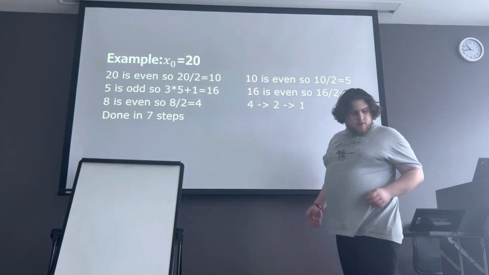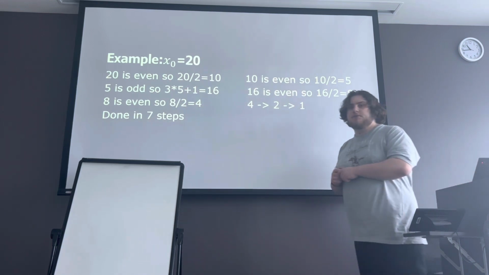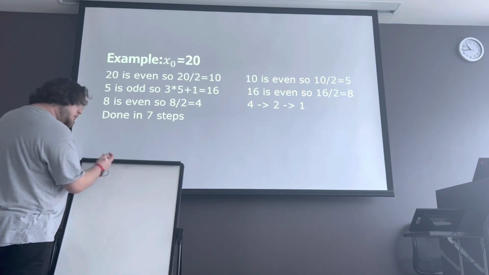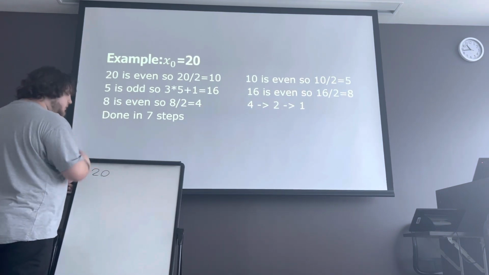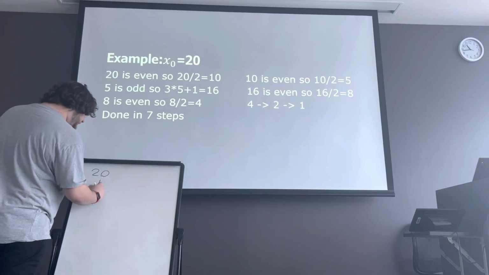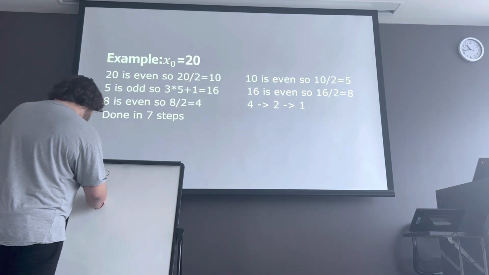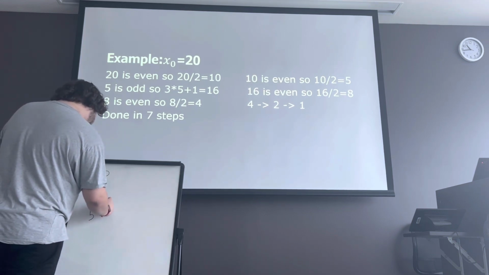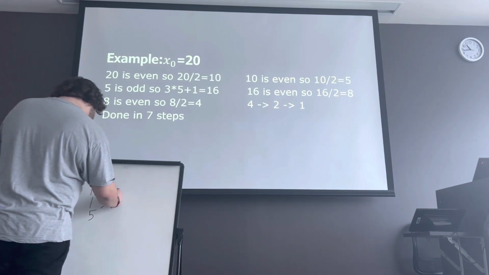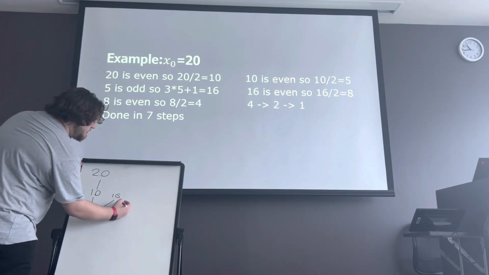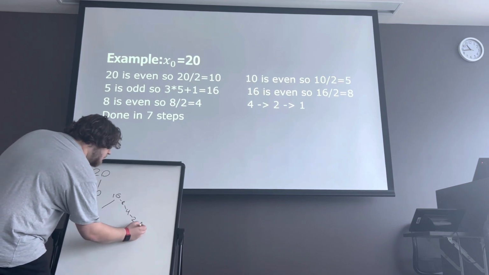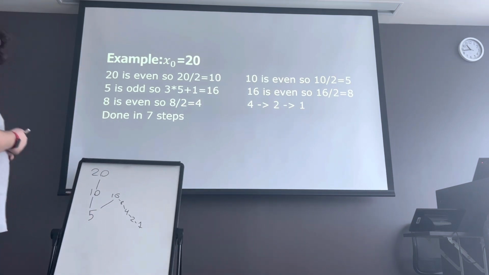For example, let's say we have 20 here. I have the steps on here, but I'm also just going to do it on this whiteboard. So 20 is even, so we follow the half rule, which brings it down to 10. 10 is also even, so we follow the half rule, bringing it down to 5. 5 is odd, so that brings it back up to 16. And 16 breaks down to 8 because it's even, to 4, to 2, to 1. I hope you can see that. So that's done in 7 steps.